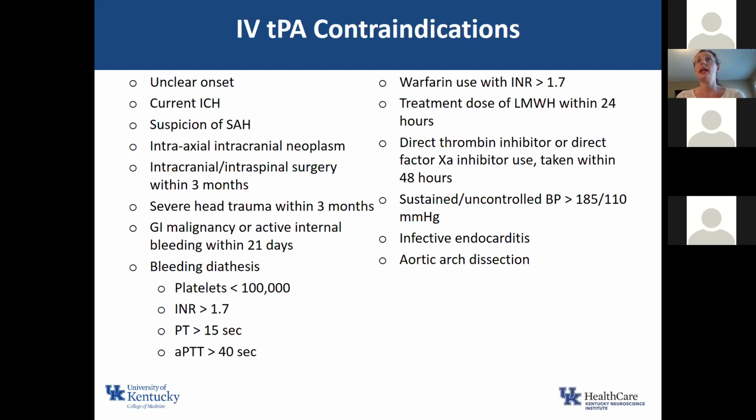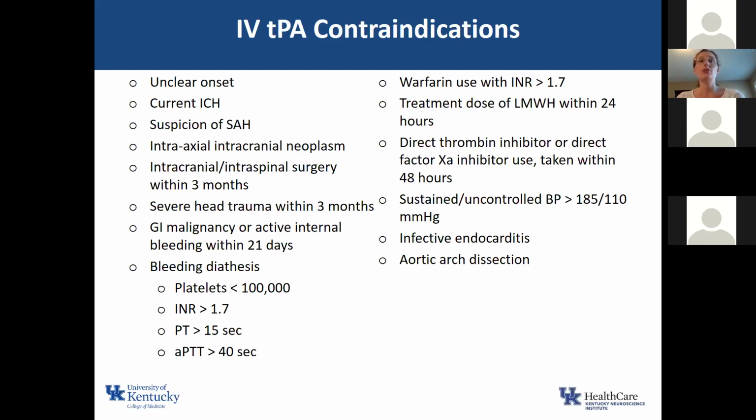These are the contraindications for TPA. If the patient has any of these, we cannot give the TPA. So obviously unclear onset: if we don't have a good last known well, we have a time when the symptoms were recognized, but we don't know the last known well, then they can't get TPA because of the risk that they may be well outside the window. And the longer you are outside the window, the more the infarct has evolved, the higher the risk of having an intracranial bleed secondary to that as a complication.